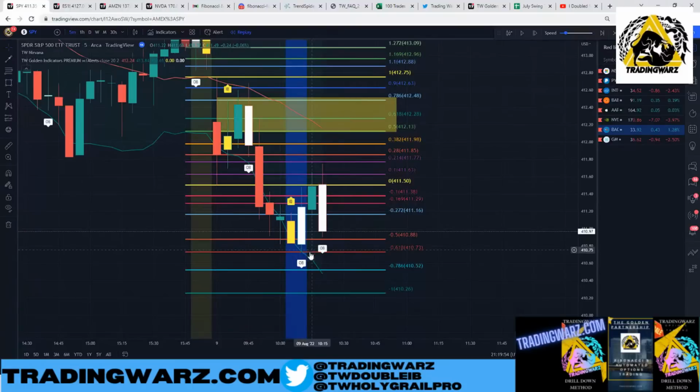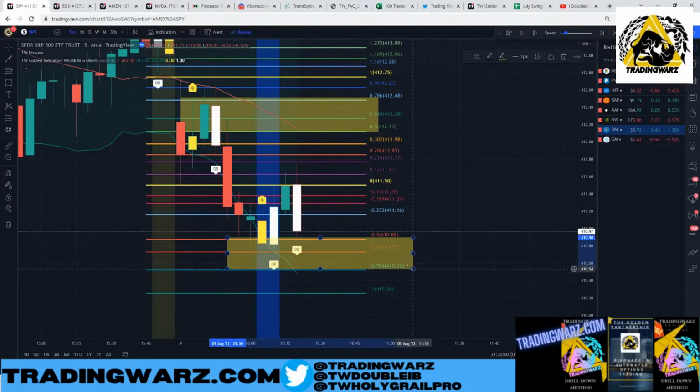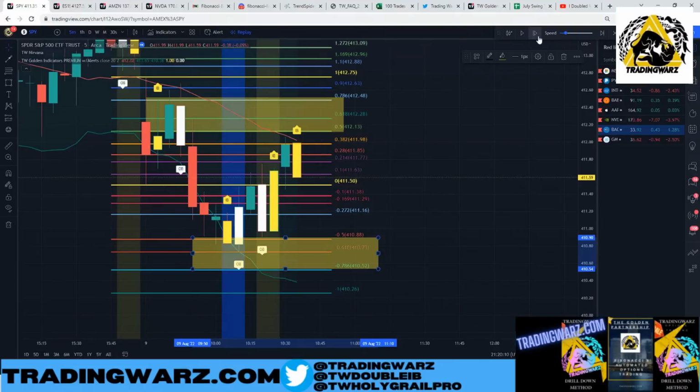So this is what we call market symmetry, where we pull into the golden zone and then we trade to the golden zone on the other side right here. And then from the golden zone on the other side, that's when this algorithm covers. And when this algorithm covers, the other bull algorithm steps in and pops it right back up. So beautiful.